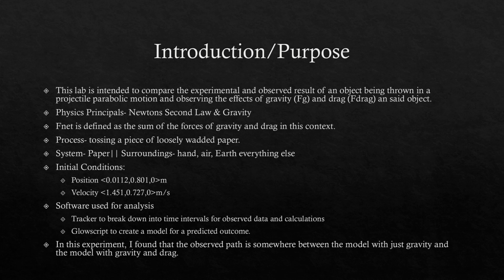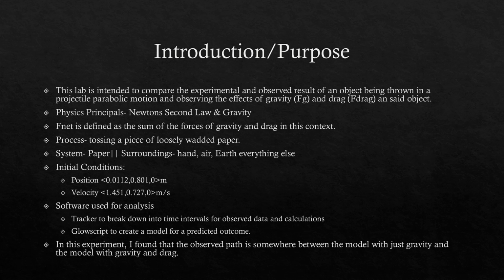For the process, I wadded up a piece of paper and gently tossed it. The system is the paper and the surroundings is the hand, air, earth, and everything else. Initial conditions are listed below. Software used for analysis would be Tracker to break down the time intervals for observed data and calculations, and GlowScript to create a model for a predicted outcome using the initial position and velocity.